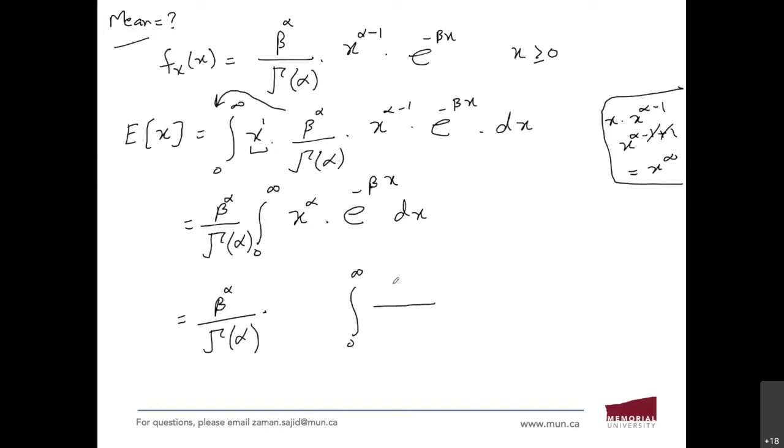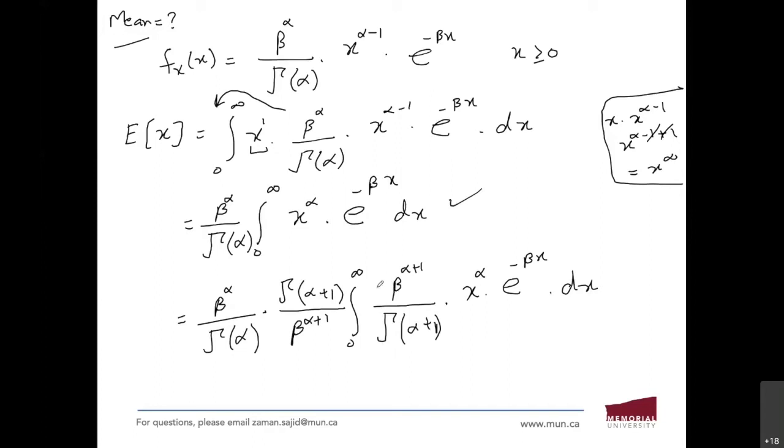I'm going to multiply it with beta power alpha plus 1, and I'm going to divide it with the gamma function of alpha plus 1, times all this term here, x power alpha times e power minus beta x dx. Now, because I have introduced two factors, in order to keep the equality of the equation, I need to also multiply and divide with their reciprocals. By that, I mean to say this gamma function of alpha plus 1 will come on the top, over beta power alpha plus 1. Now, if I cancel these terms, it will give me the same equation here.